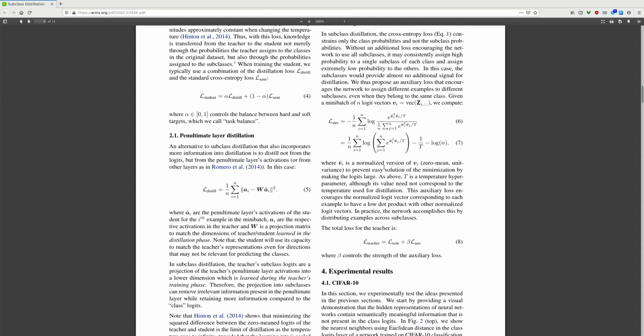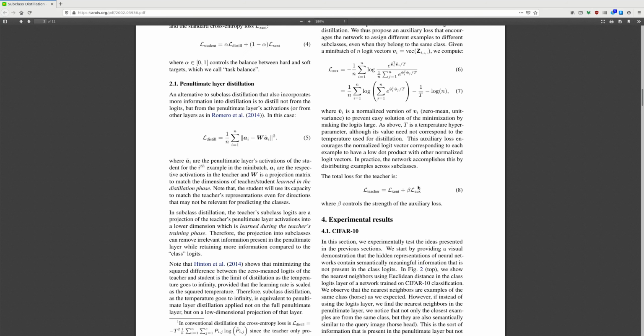This auxiliary loss encourages the normalized logit vector corresponding to each example to have low dot product with other normalized logit vectors. In practice, the network accomplishes this by distributing examples across subclasses. And then they multiply the auxiliary loss with beta and add it to the loss of the teacher.